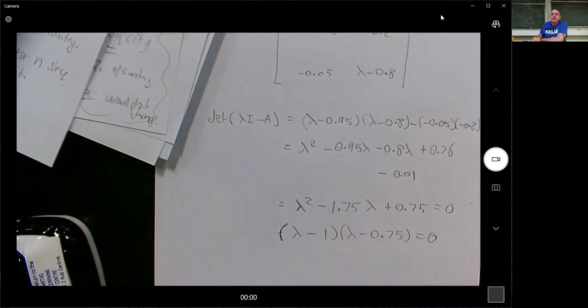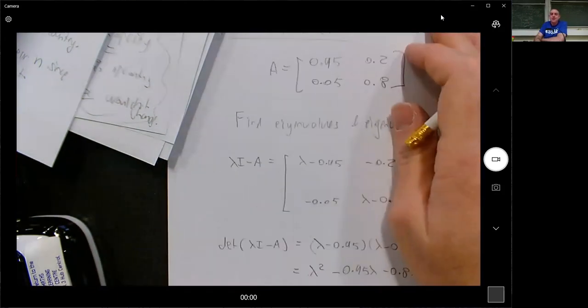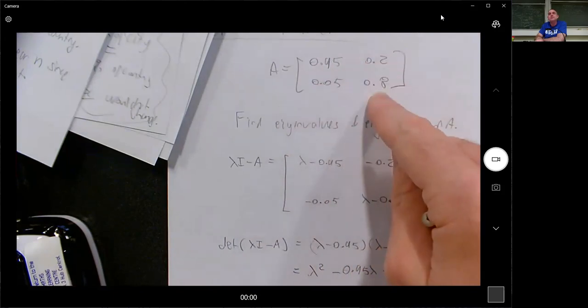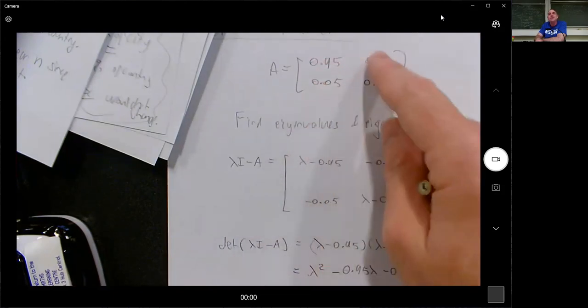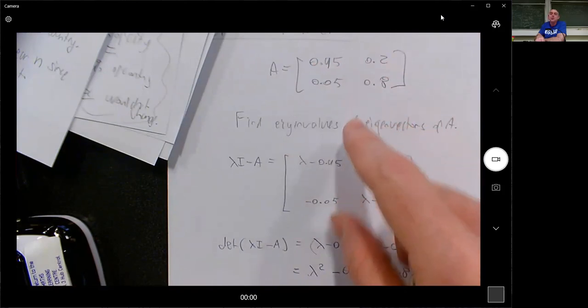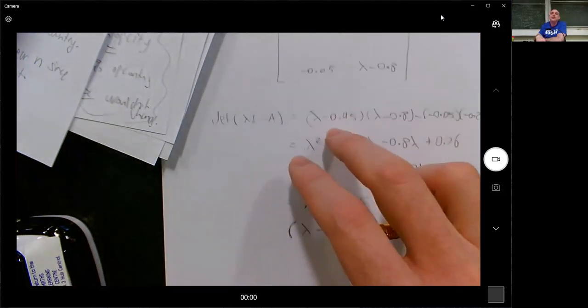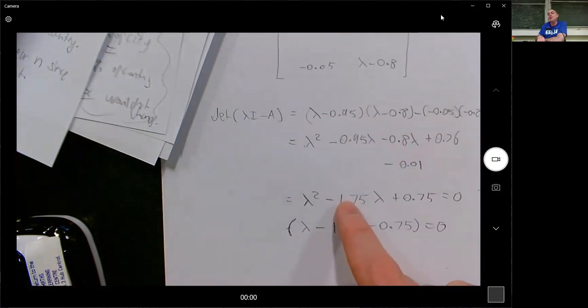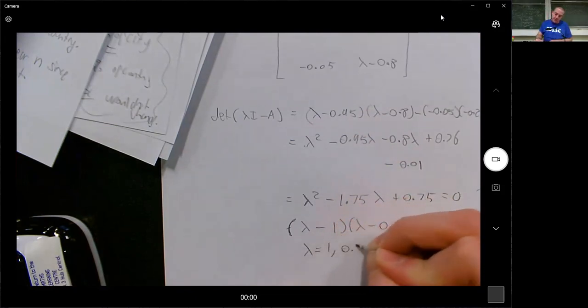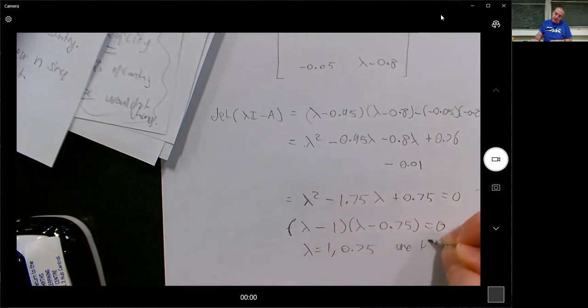Awesome. If my numbers were a little more random, I wouldn't be able to do that. But I will say something to you. The columns of this matrix each add up to 1. These two add up to 1. These two add up to 1. If that happens, the number 1 is guaranteed to be an eigenvalue. And so it was a good guess to see if 1 plus this came out to 1 times this. And so my lambda is 1 or 0.75. They are the eigenvalues. Okay.